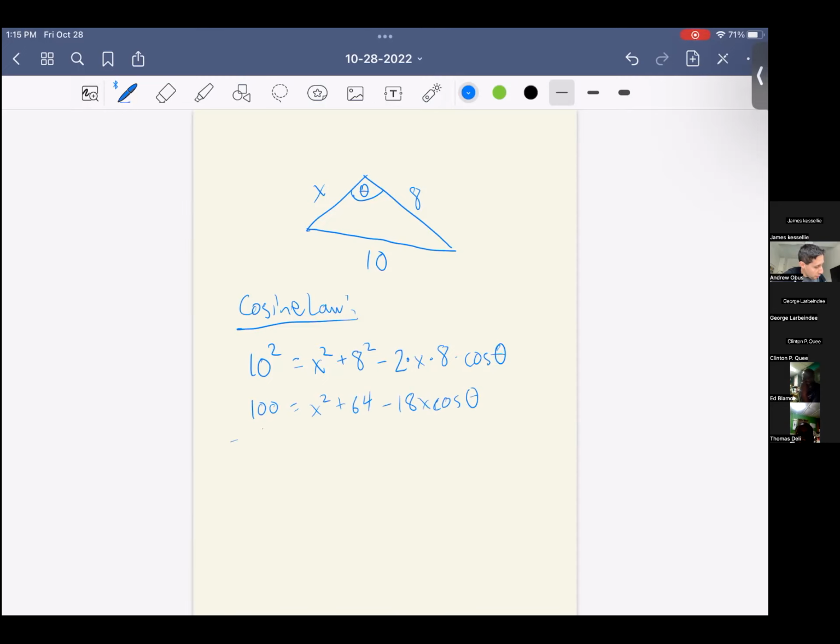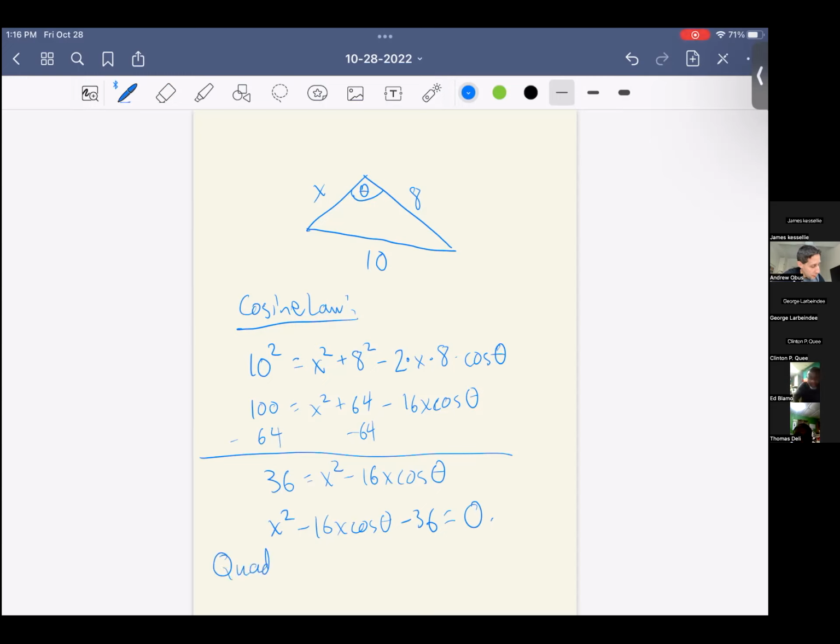And then I'll subtract 64 from both sides. And this is going to give me 36 equals x squared minus, sorry, not 18, 16x cosine theta. In other words, I could write this as x squared minus 16x cosine theta minus 36 equals 0. And now what's the problem here? What kind of equation is this? This is a quadratic equation.